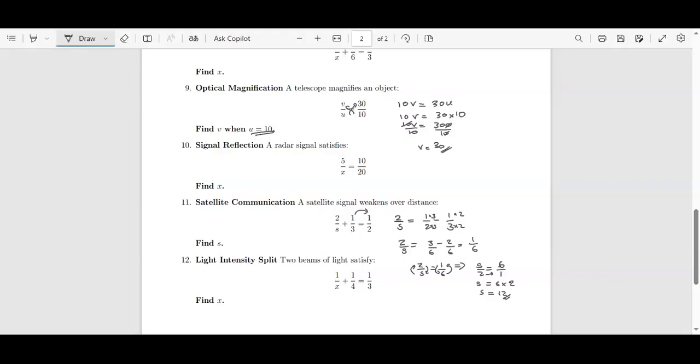So let's go into simultaneous equations.